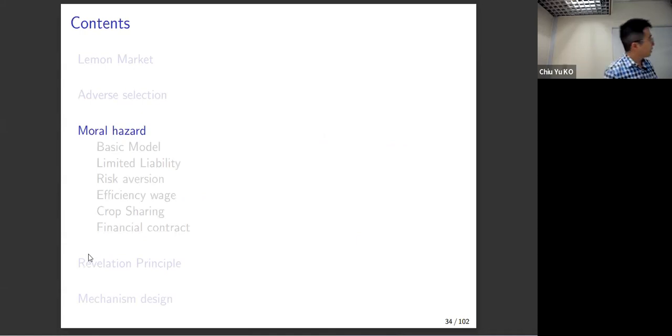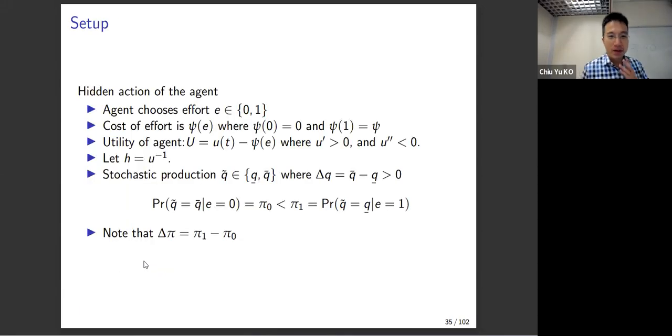Now we talk about the other model, moral hazard. Don't worry, actually moral hazard is even easier. But because it's so easy, we make it more complicated. The model is very simple.